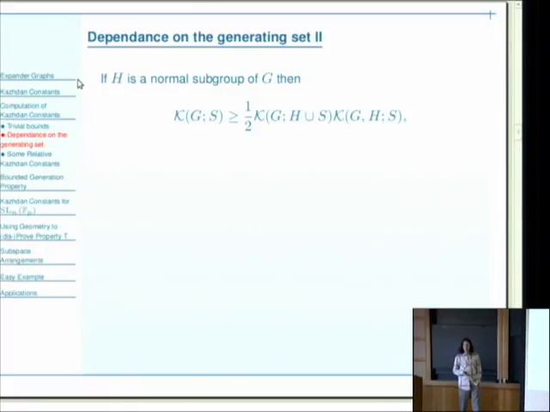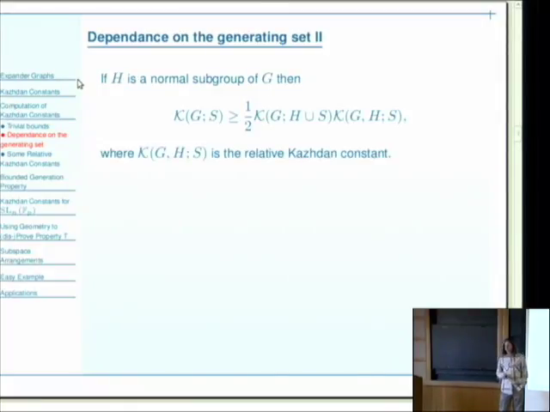Is that equivalent to looking at the graph where you're modding out by H? Essentially, this is like you're modding out by H. Yeah. This is the relative Kazhdan constant. This is when you do not... G dot, G, that's the relative.